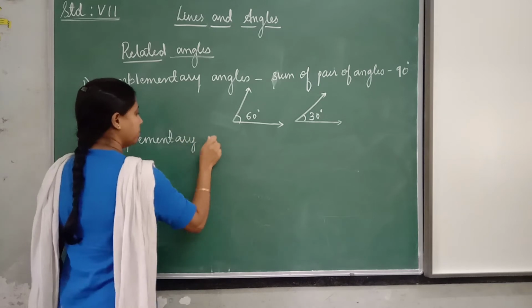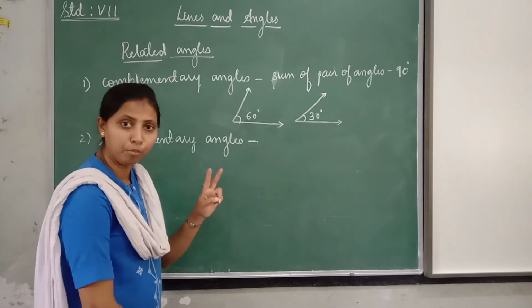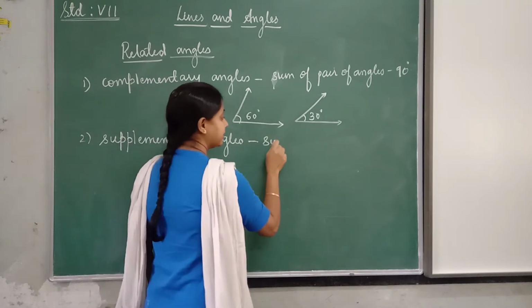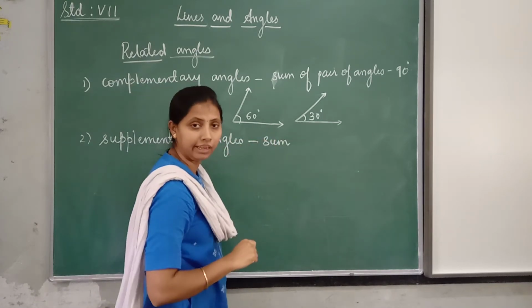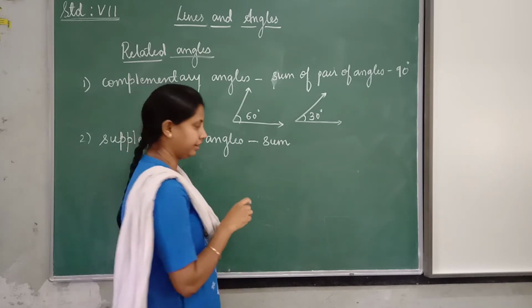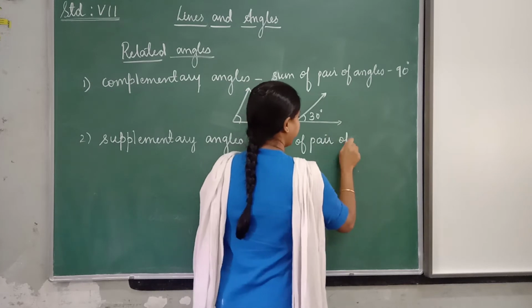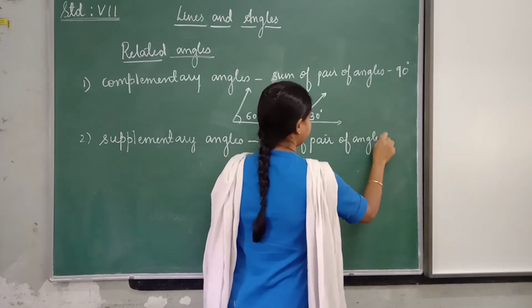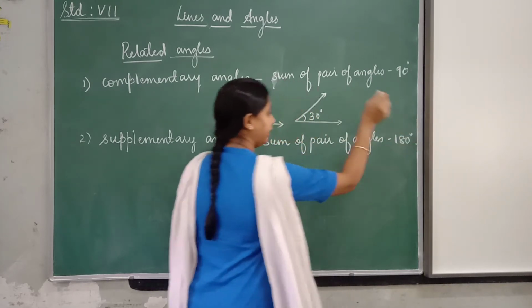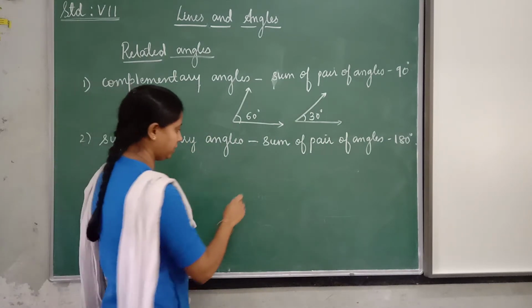What do you mean by supplementary angles? When the sum of two angles is exactly 180 degrees, then those two angles are said to be supplementary angles. Yes, when the sum of a pair of angles is 180 degrees, then that pair of angles is said to be supplementary angles.